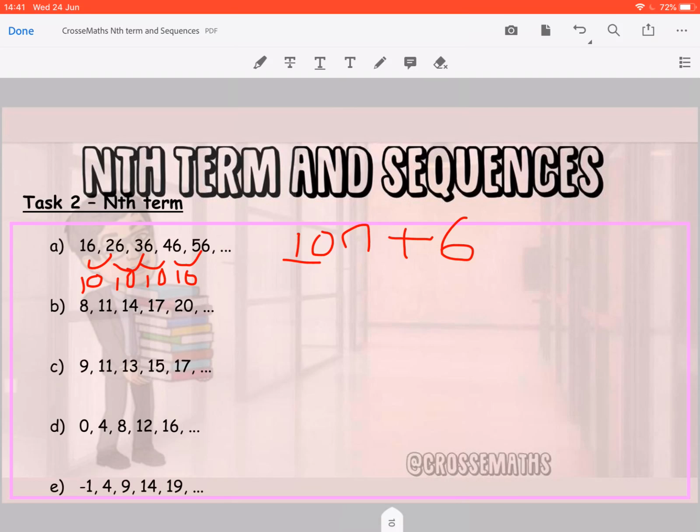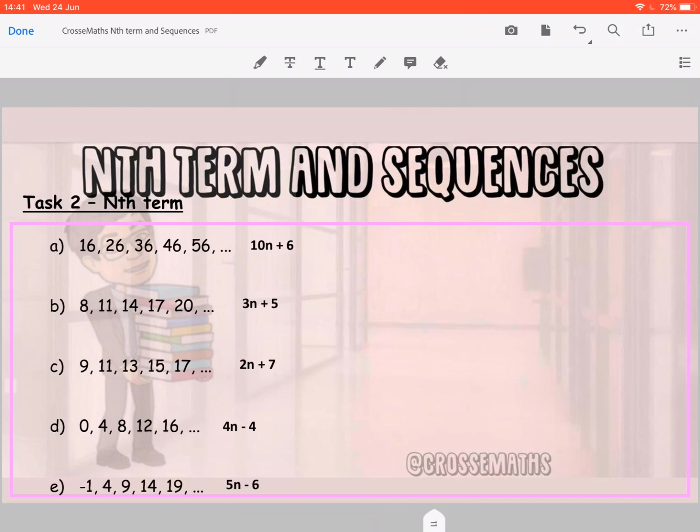Right, guys, what I'd like you to do is pause the video and have a go at the remaining 4 questions. Remembering, the one on the left is your jumps, the number on the right is whatever comes before the first number. Right, so you should have had time to do that now. What I'd like you to do is mark whatever you've done. We've got 10n plus 6, 3n plus 5, 2n plus 7, 4n take away 4, and 5n take away 6.